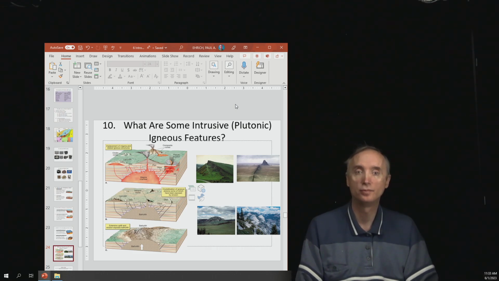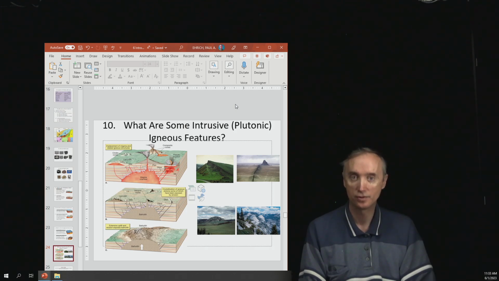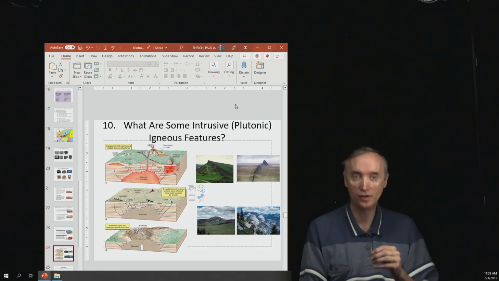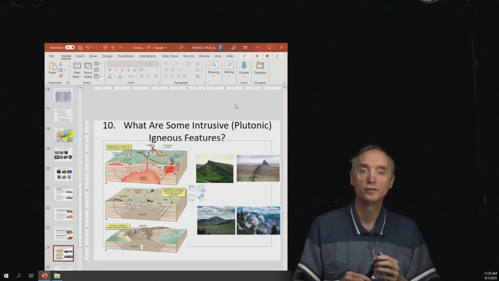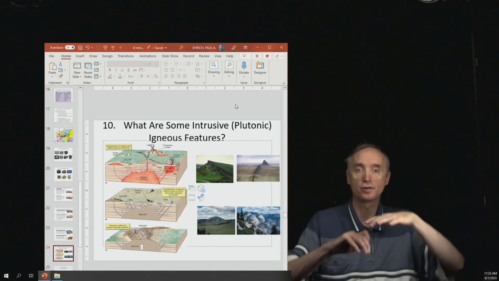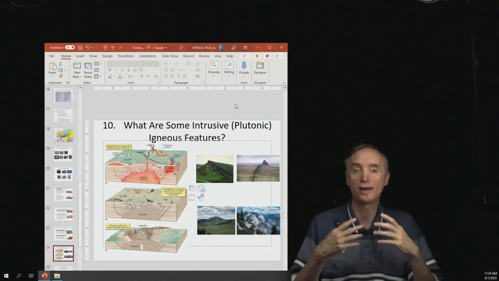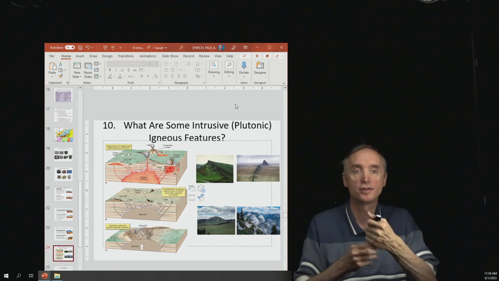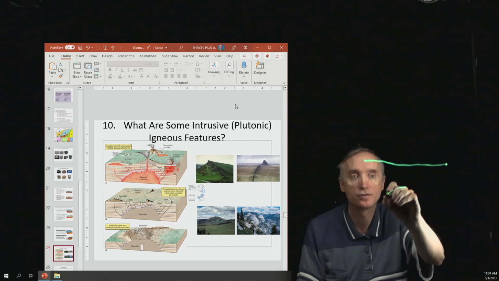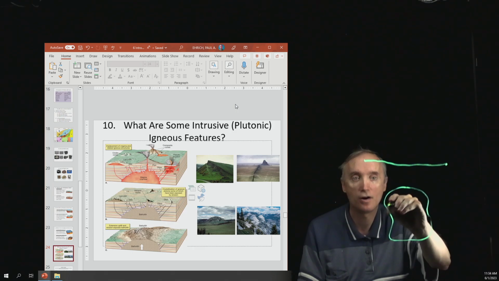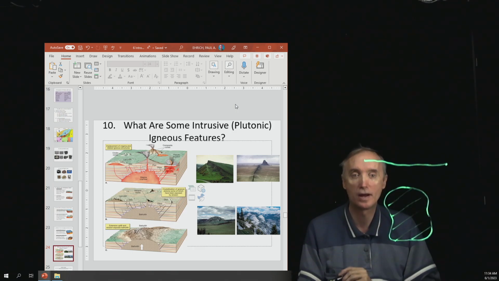So what are some types of igneous features? These are going to be intrusive features, features that form inside the Earth. Another name for this is plutonic. Make sure that you know what the word plutonic means. A plutonic rock is one that forms inside the Earth. And so you're going to have the original magma chamber, and if it's a really, really big magma chamber, when it hardens, it's going to turn into a batholith.